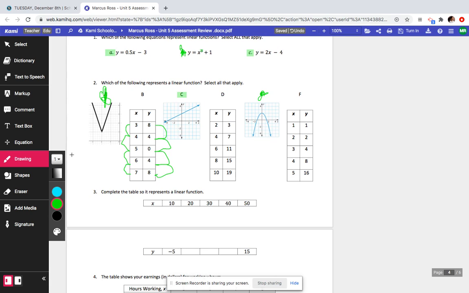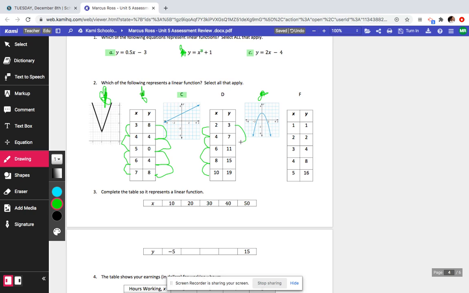So this is not a linear function. B does not work. Let's look at D. 2 to 4, changing by a positive 2, 4 to 6, changing by a positive 2, 6 to 8, changing by a positive 2, 8 to 10, changing by a positive 2, so that would work. Okay, let's check this one.